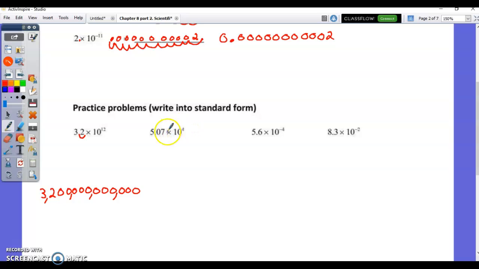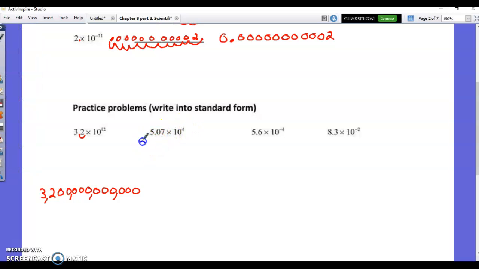All right, this one over here. We got to move it to the right 4 spaces from here. So think of it this way. 5.07, moving it 4. 1, 2, 3, 4. Fill those with zeros. Rewrite without the little lumpies in there. 5, 0, 7, 0, 0, comma, every 3. 50,700.